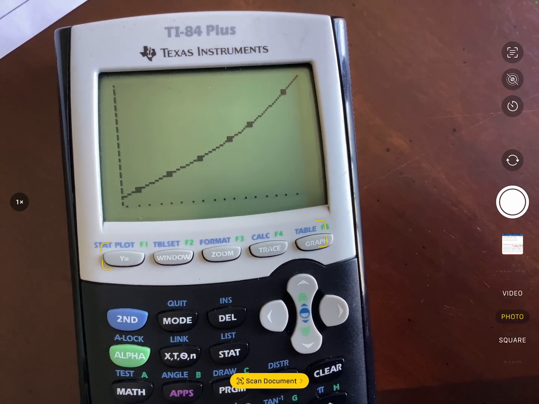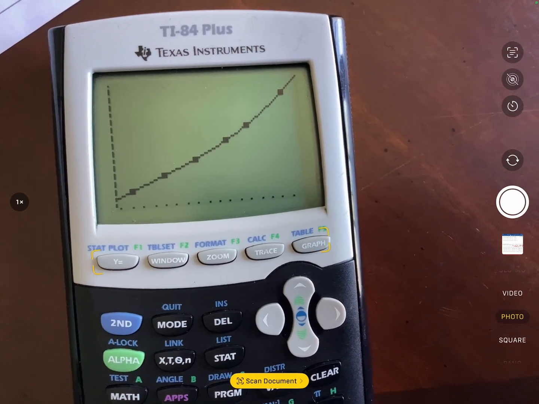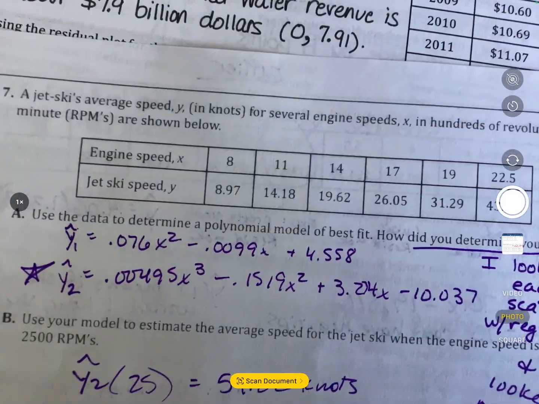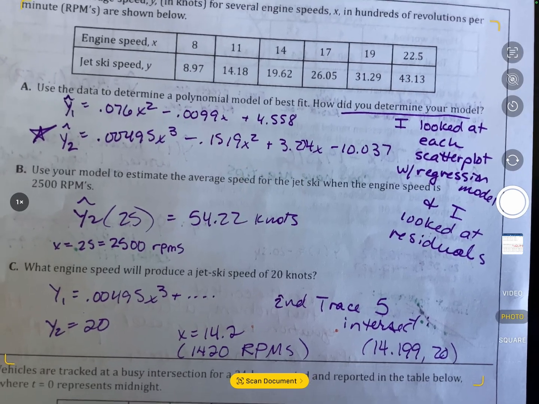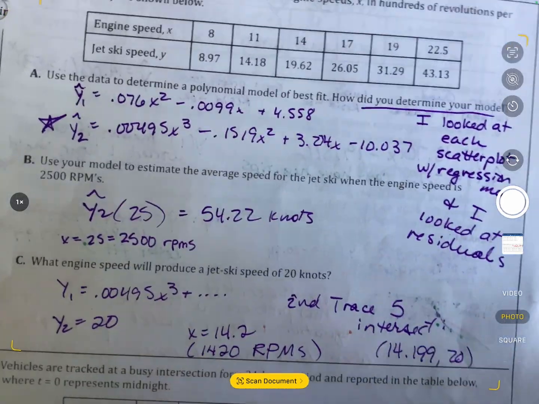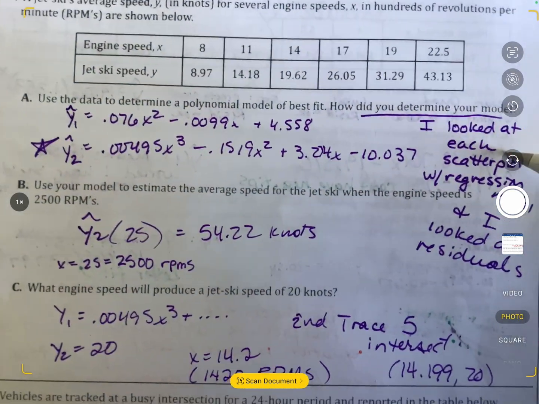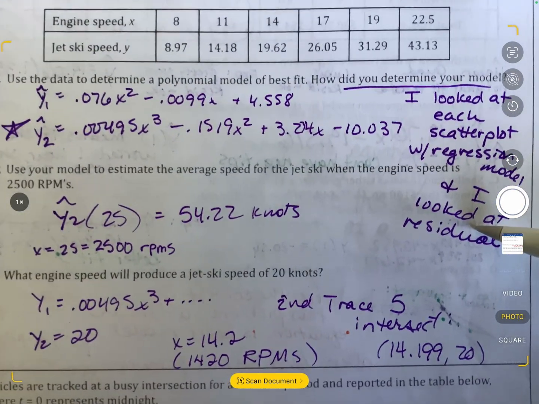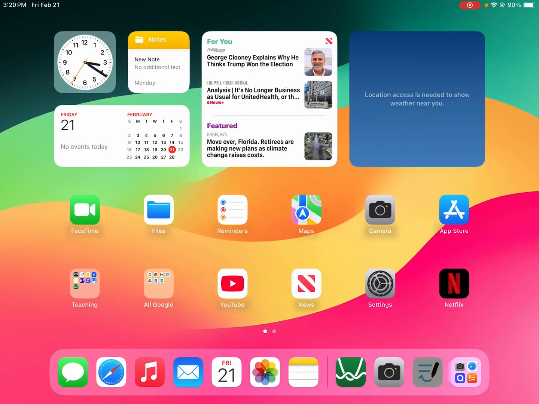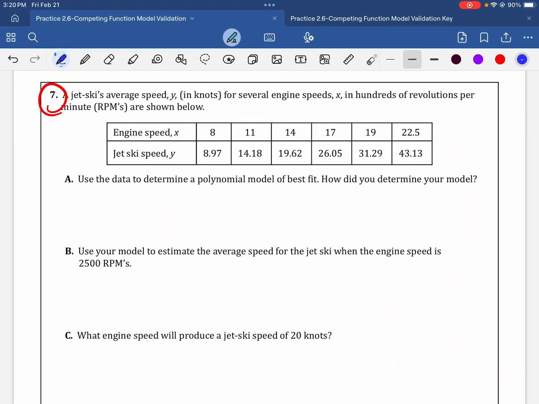Now it said polynomial function of best fit, so I'm not going to check exponential. All right, so looking at what I wrote when I worked this out, I just jotted those two down and I said cubic was better, and I looked at each scatter plot and looked at the residuals. All right, so now go back to this. All right, so the next thing is B.